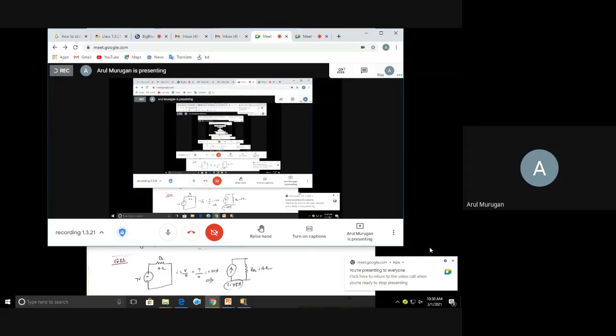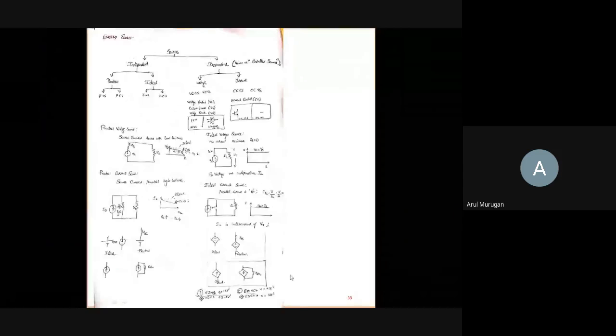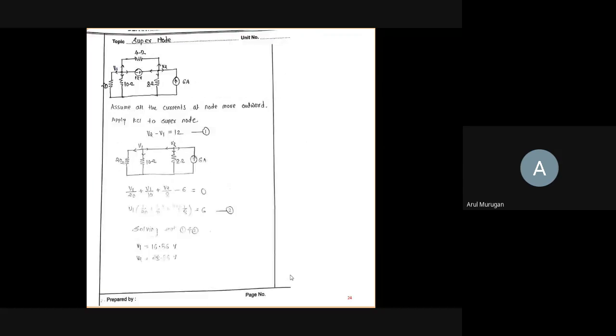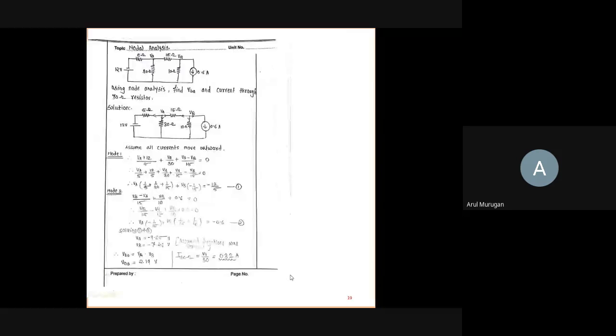Okay, so far we have discussed node analysis, mesh analysis, super node and super mesh. Simply put, node analysis means Kirchhoff's current law plus Ohm's law. Assume the direction in all cases is outward. So these two points you can keep in your mind.